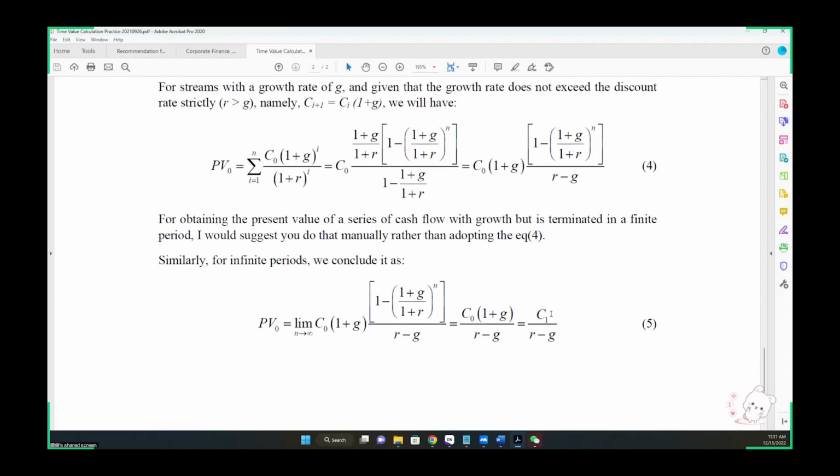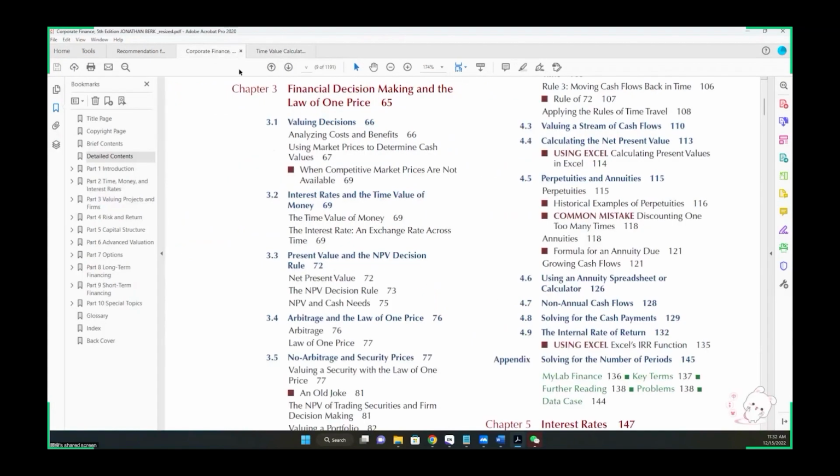And the other is that it is C1. You can remember that C1 is C0 times 1 plus G, but never use C0 here. It's a very common mistake that you can see in final papers, no matter whether you're in China or in the UK. In the past 10 years, I have seen a lot of mistakes like this. So be cautious about it. So this is about time value.